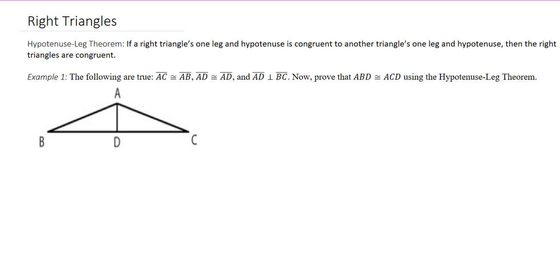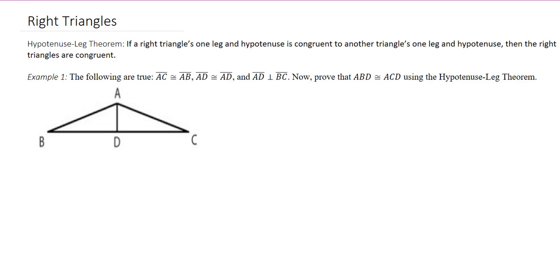Right triangles. So the hypotenuse-leg theorem: if a right triangle's one leg and hypotenuse are congruent to another triangle's one leg and hypotenuse, then the right triangles are congruent. So example 1. The following are true.